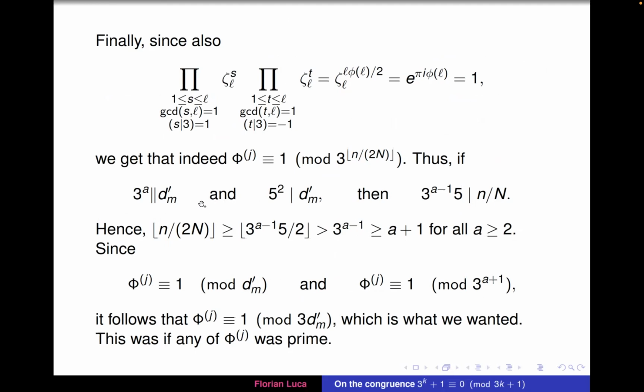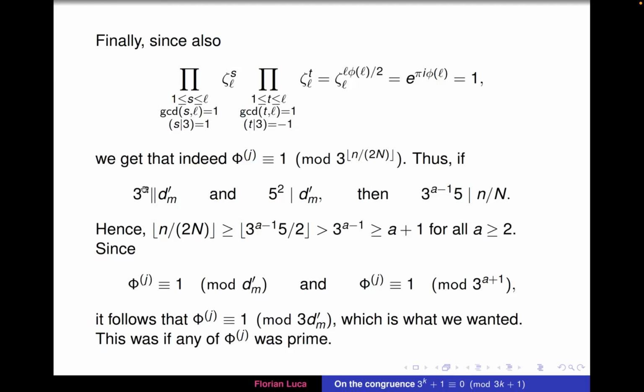And how large is that power of 3? Well, suppose that a is exactly the power of 3 that divides dm prime. We said that a is at least 2 because dm prime is divisible by 9. 5 squared is divisible by dm prime. Then this number, little n over capital N, is divisible by at least 15 times 3 to the power a minus 1 times 5. So even if I half it, I still get a large enough number, bigger than 3 to the a minus 1, which is greater or equal to a plus 1 for all a greater or equal to 2.